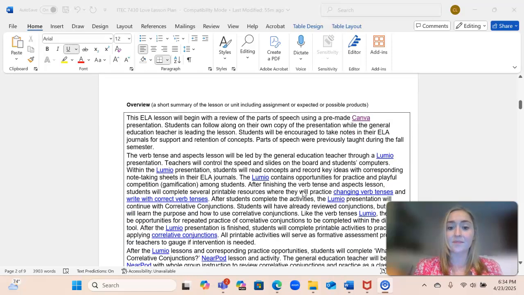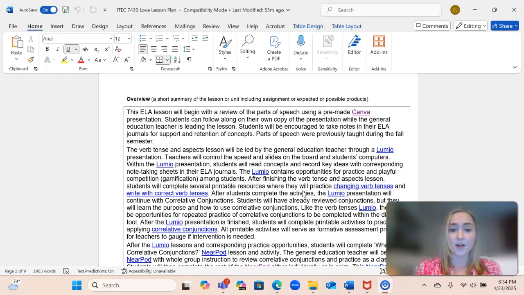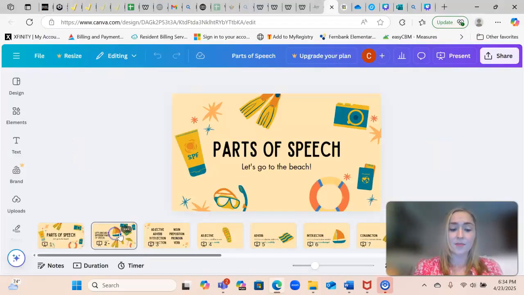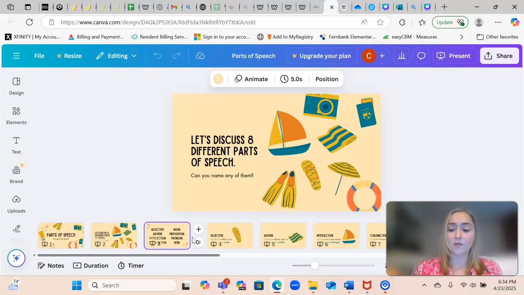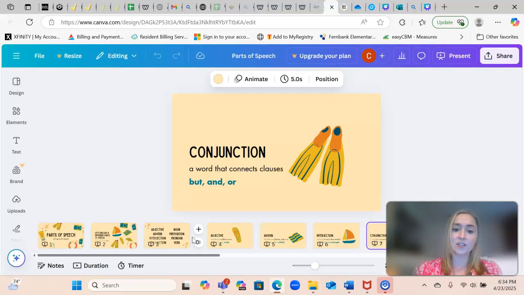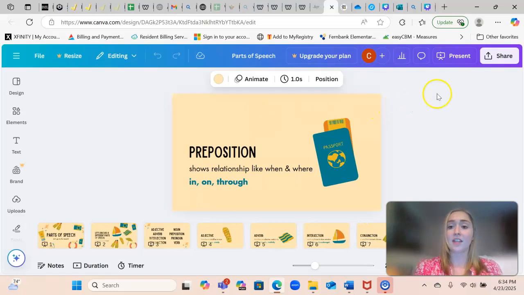This lesson started out with a pre-made Canva about the parts of speech. I do not consider it as one of the 3 main digital tools that I use because it was in support of this lesson, but I'll just quickly show you. It was a pre-made Canva, and it was just supposed to be a quick introductory review. Since we have been learning about parts of speech all year, this was nothing new for students, but it did spark their knowledge, and they understood immediately what we were diving into.